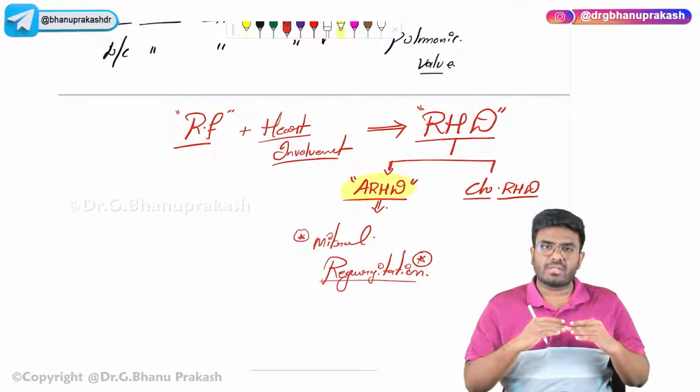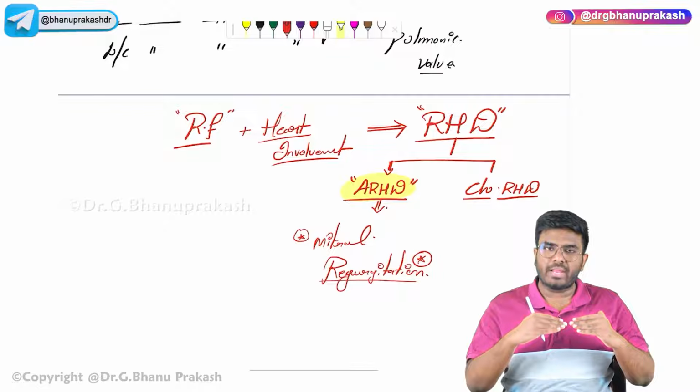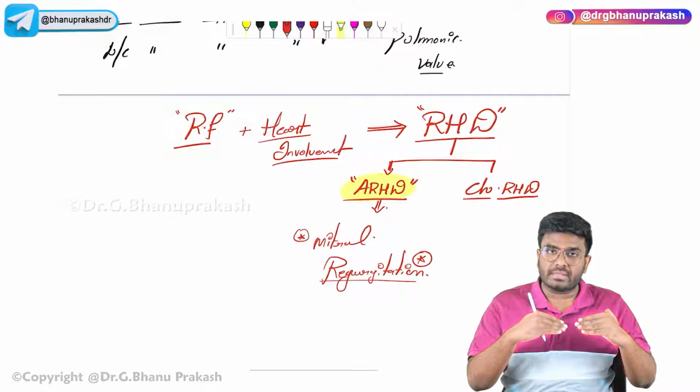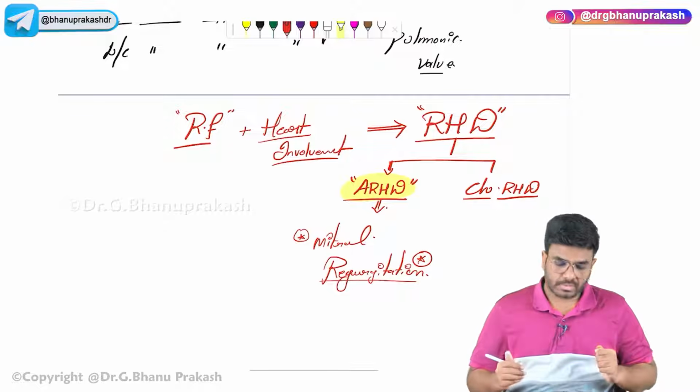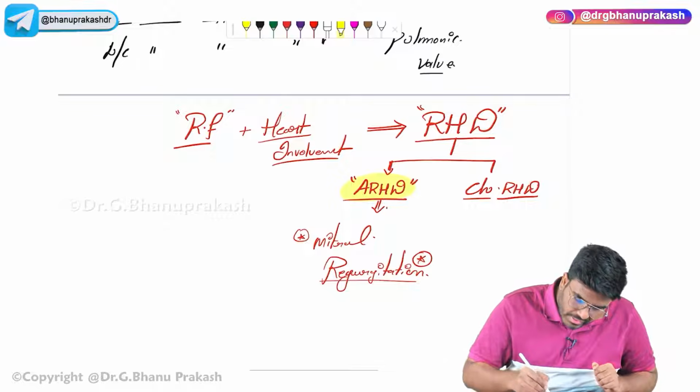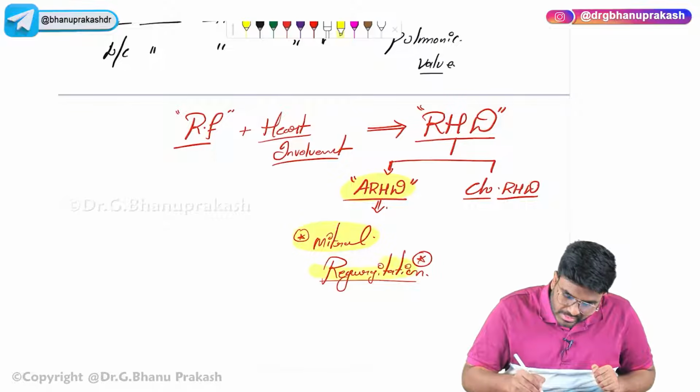For the first time, the mitral valves are going to be affected and inflamed, so they do not close properly. As they are not closing properly, there will be regurgitation. They do not close properly because of the inflammation. So, remember, in acute rheumatic heart disease, there will be mitral regurgitation.